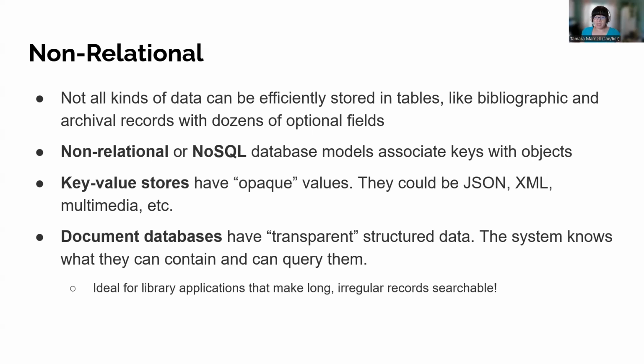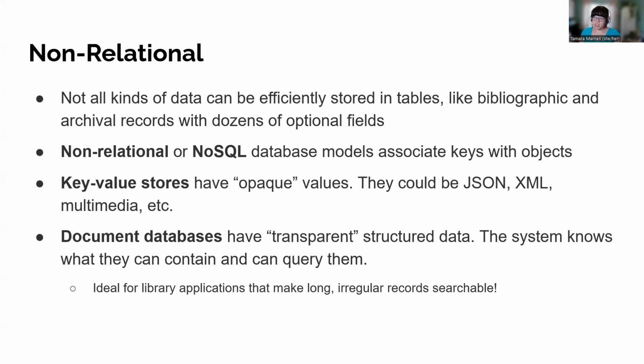So there are many types of non-relational databases. The two I'm going to highlight are the two that we will most likely actually encounter during our work as systems librarians. And the first is key value stores. So this has a so-called, quote unquote, opaque value. It's a key, probably like numerical or alphanumerical, and then it has some value that the system doesn't know or care what it is. It's just a blob.